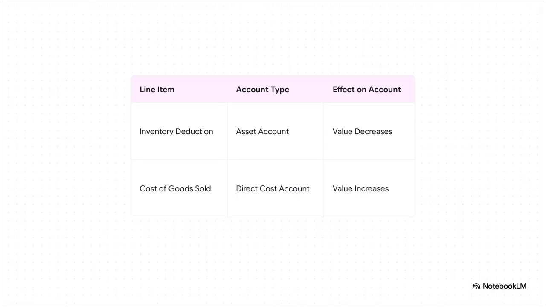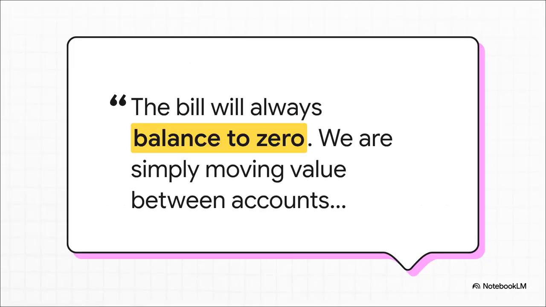Now, this special bill is what we call a zero balance bill, and this is where the magic happens. Look at this. It does two things at the exact same time. It decreases the value in your inventory account and increases the value in your cost of goods sold account by the very same amount. And this right here, this quote, it just nails the whole concept.